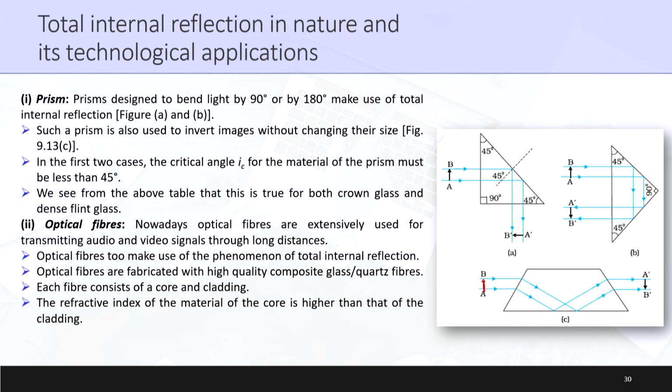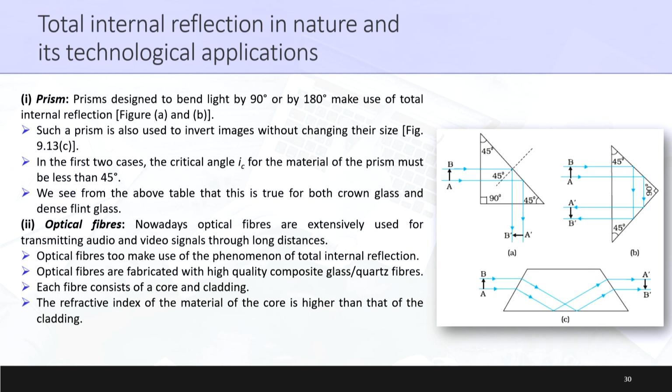As you can see, the image was like this in the first case. After the light has passed through the prism, the image has been inverted. Such a prism is also used to invert images without changing their size.